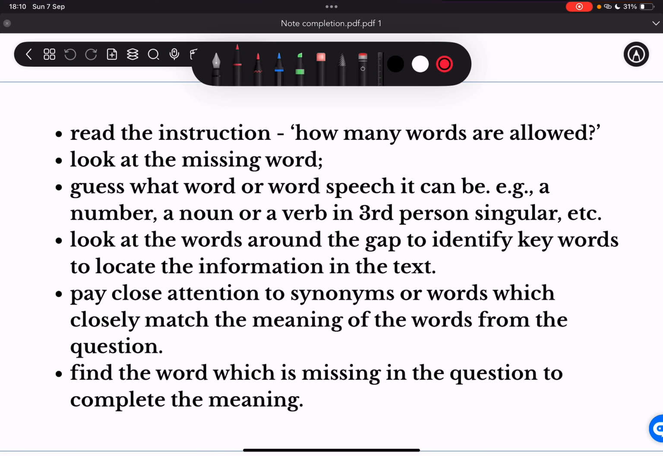And we've got the final tip: find the word which is missing in the question to complete the meaning. So you just have the piece from the passage and you've got your question. You compare them together and see what word is missing to complete the sentence in your question, and you get that word from the passage.